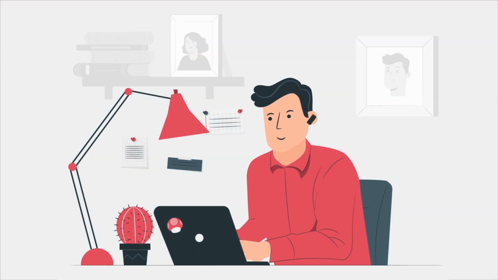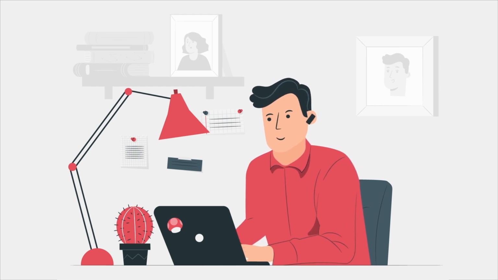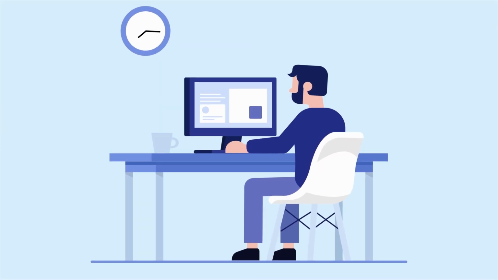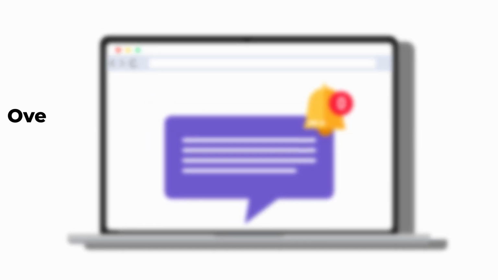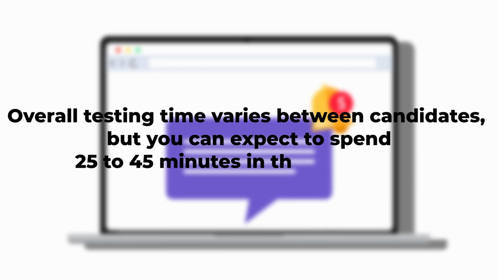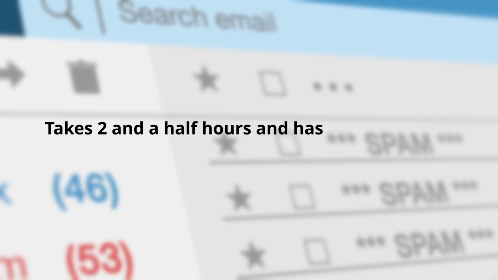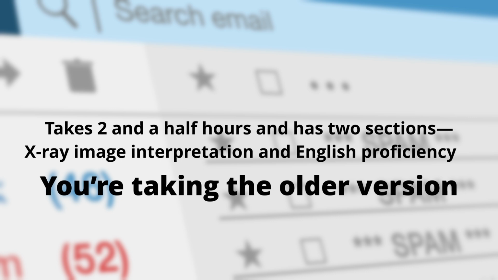Before we jump in, let's ensure you know which TSA test version you're taking. Recently, TSA has changed their test, so it's important to check. The best way to find out is by looking at the email you received with your exam invitation. If your email says something like, "This assessment is not an English language proficiency assessment. Overall testing time varies between candidates, but you can expect to spend 25 to 45 minutes in the test center," then you're taking the new TSA test. If the email mentions a test that takes 2.5 hours and has two sections, X-ray image interpretation and English proficiency, you're taking the older version.